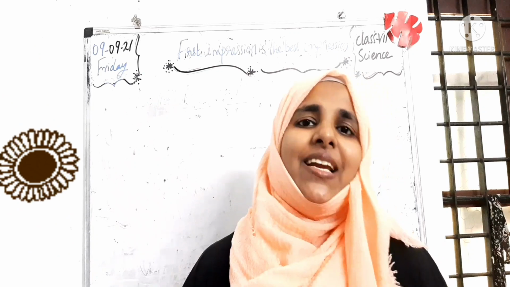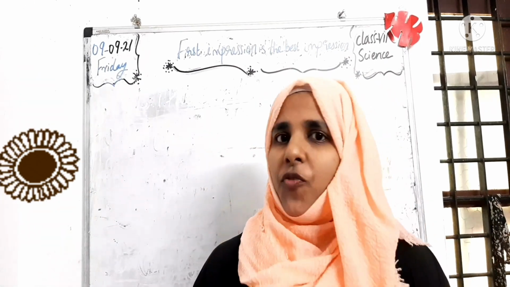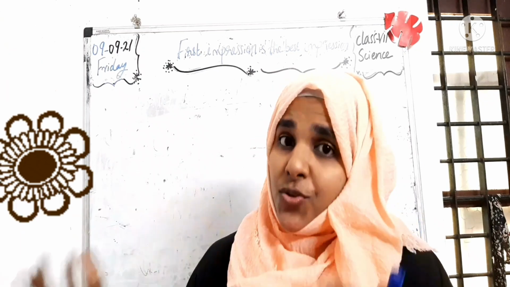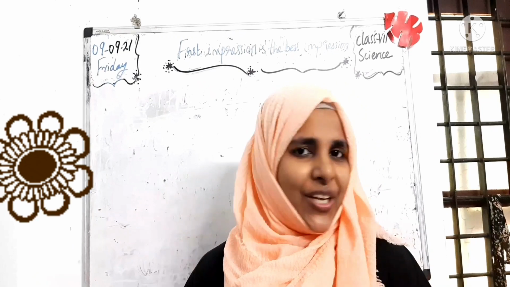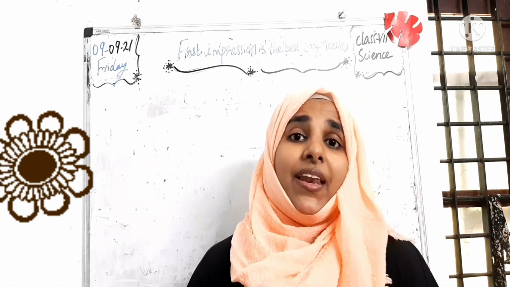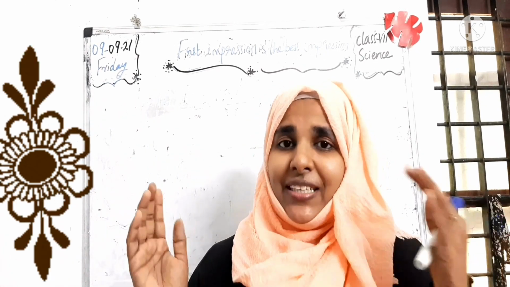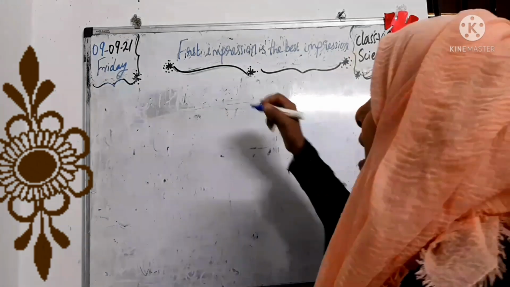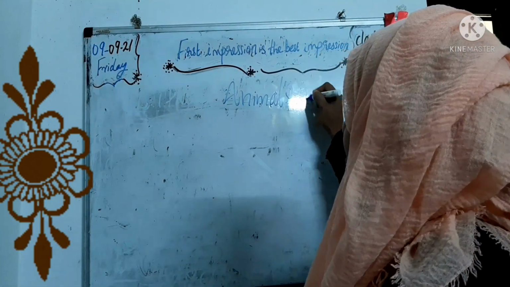Dear students, in our last science class, we discussed different uses of plants. Plant stem, plant root, plant leaves, plant flower. These all are very useful, is it children? And we discussed many uses one by one. Now, in this class, I'm going to teach you about different uses of animals. So, let's check animals' use.